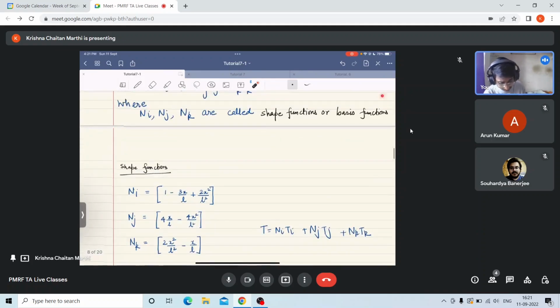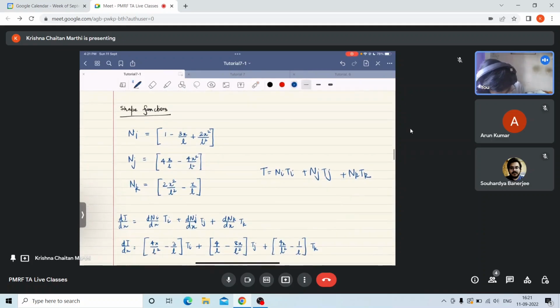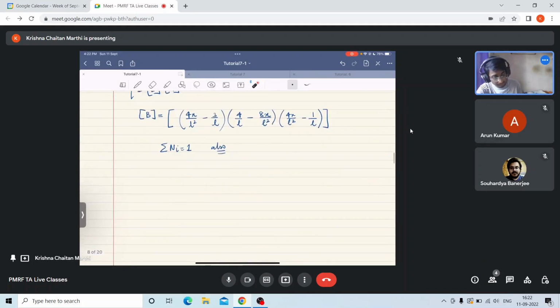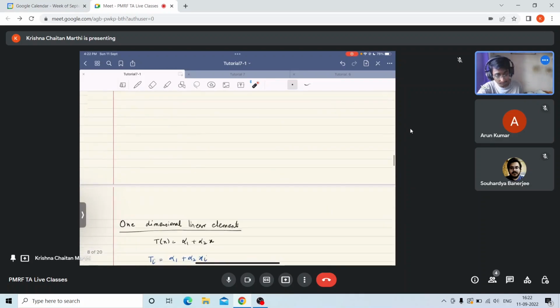One interesting property one can note is that the summation of Ni is actually 1. So you can add these, and this term minus 3x by L and minus x by L, total minus 4x by L, will cancel out with this 4x by L. This is 2x square by L square, this is 2x square by L square, and this is minus 4x square by L square. So these also will cancel out, and the only term which is left is 1. So what we can see is that the summation of Ni is basically equal to 1.